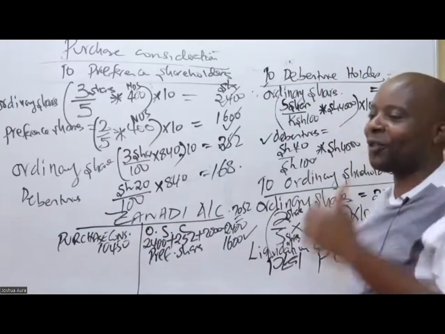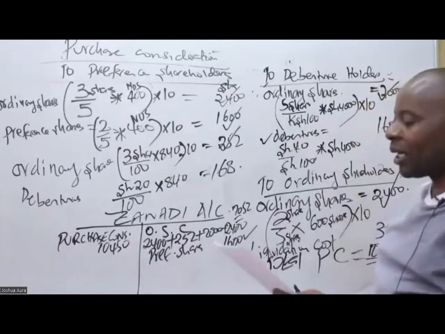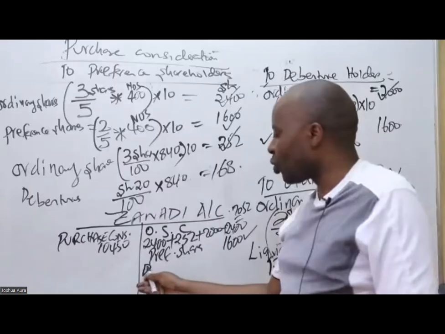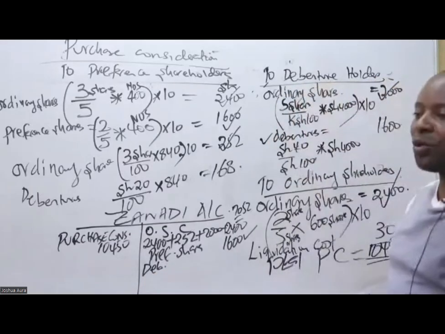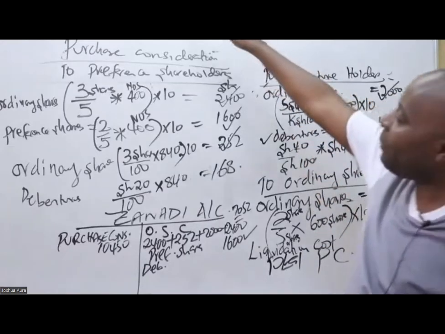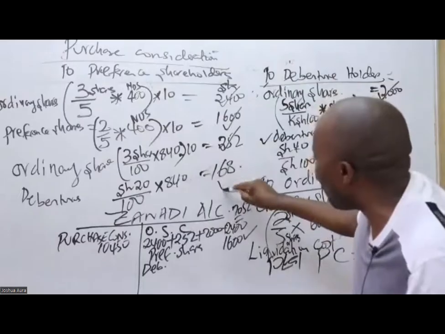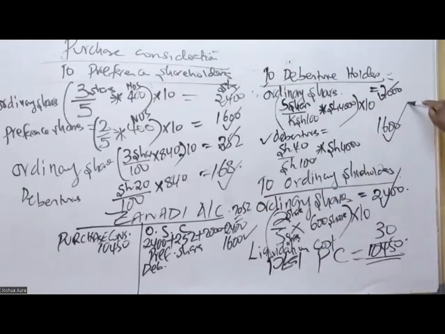Hiyo ni max inaingia tu. From there, ladies and gentlemen, we have debentures. So debentures, tafuta mahali debenture iko. Kama hapa debenture, ndio hii debenture 168. Debenture kuna 1600 hapa. Debenture hakuna ingine, debenture ni hizo mbili.